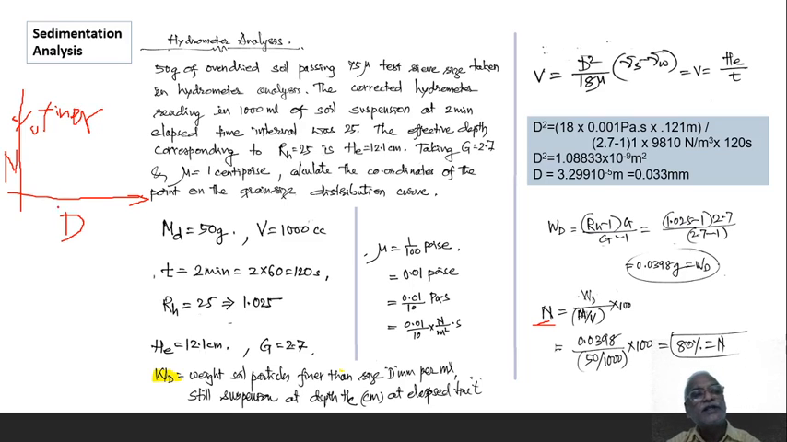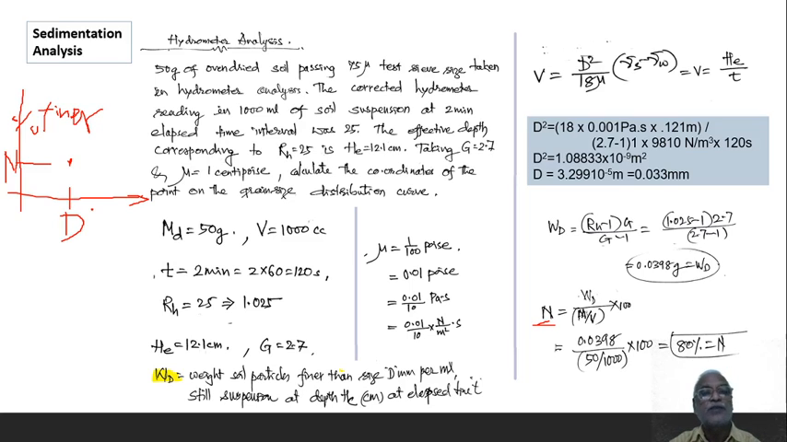So when you have percentage finer and corresponding d, any point here will have a value of d and a value of percentage finer. So this will have d and n as the coordinates. That is what is asked here. Calculate the coordinates of the point on the grain size distribution curve. The grain size distribution curve is a plot of percentage finer versus size, so a point on that will have coordinates d and n. You have to calculate d and n.